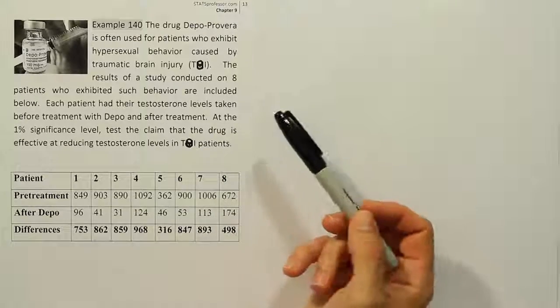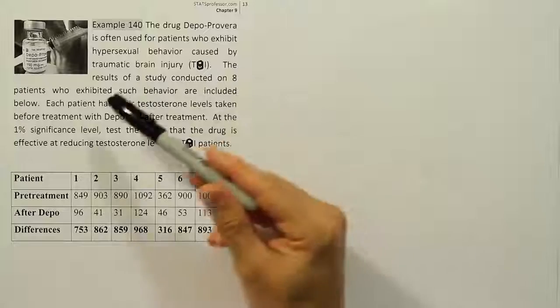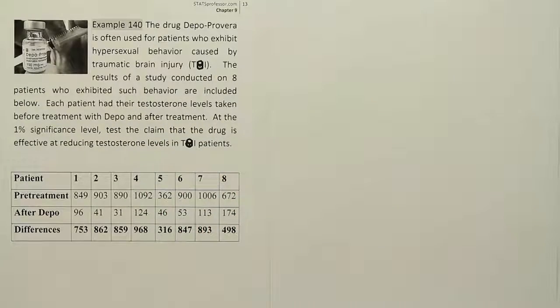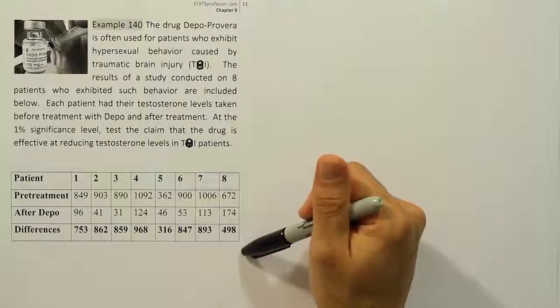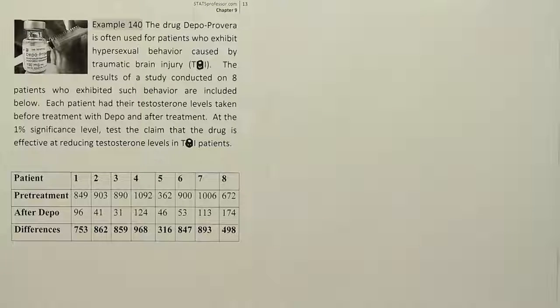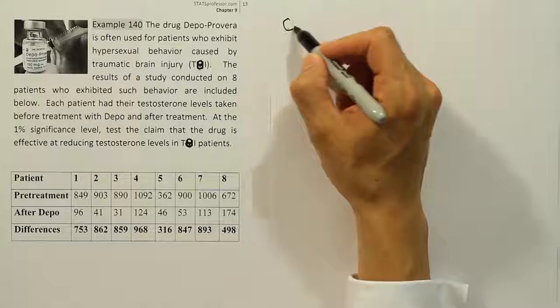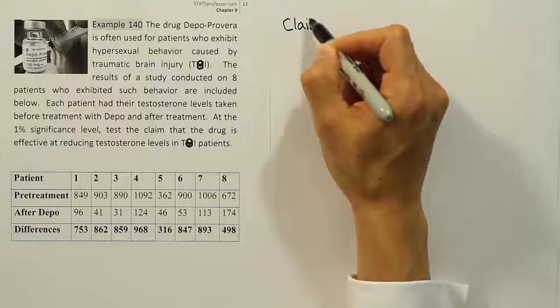It also tells me in the problem that each patient had their levels taken before and after the treatment. So each patient was tested twice. Okay, so based on the layout of the data here in the table and what it says in the problem, it's the matched paired or dependent t-test. That means I'll use a claim that involves subtracting a before and after mean. So let's go ahead and write the claim here.